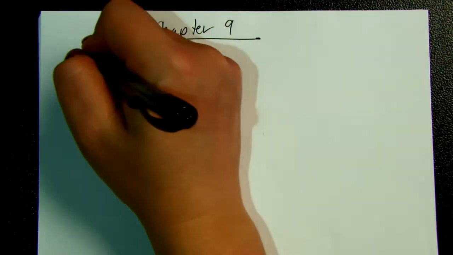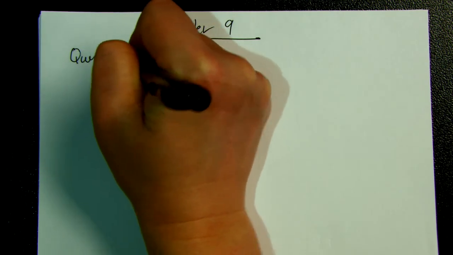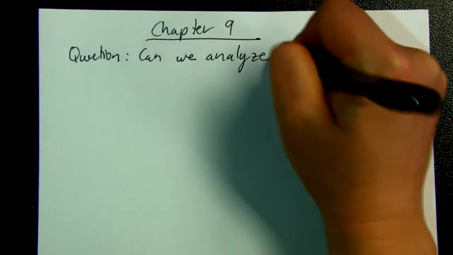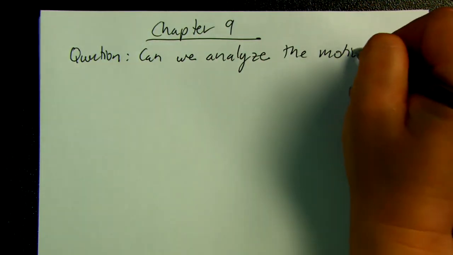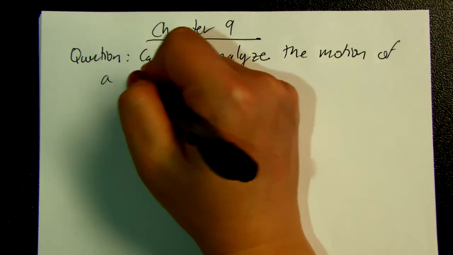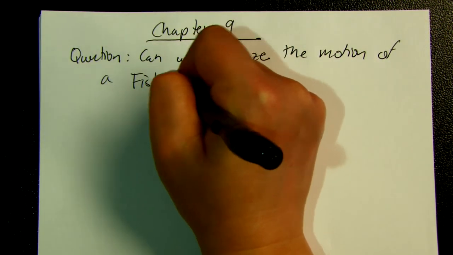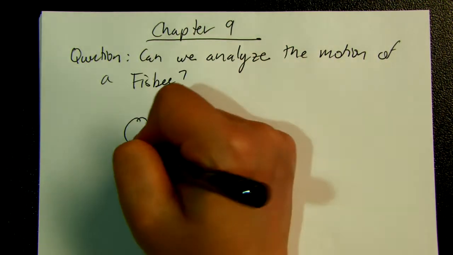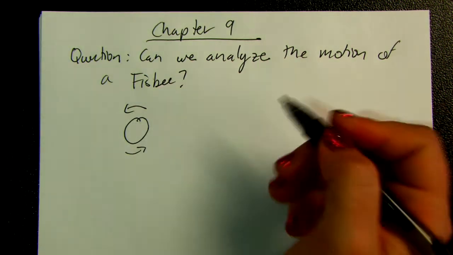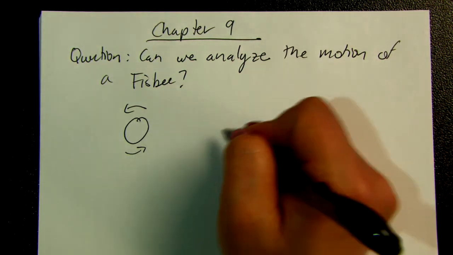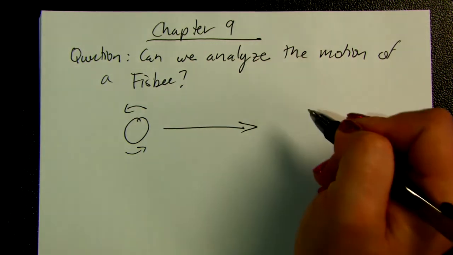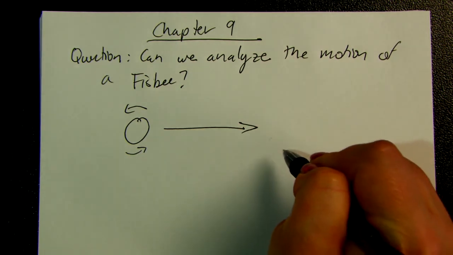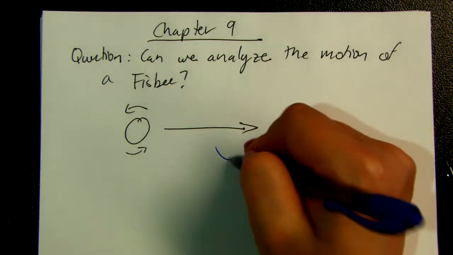All right, so here's a question to ponder. Can we analyze the motion of a frisbee or disc golf? For those of you that like ultimate or who play disc golf, I do both terribly but enjoy them immensely. You know that when you throw a frisbee, it rotates and it also goes in a straight line. So we certainly know how to do this.